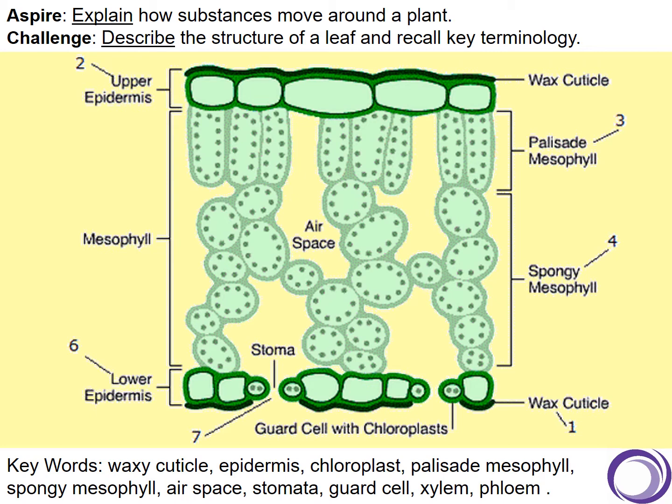which are in the lower epidermis that open and close that stoma for the plant to get some carbon dioxide in and some oxygen out and some water out. Talk about that water out a bit more next lesson.